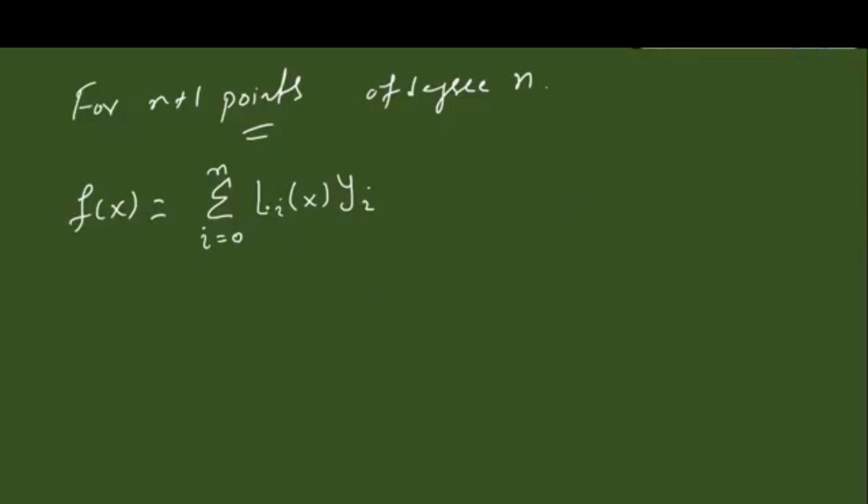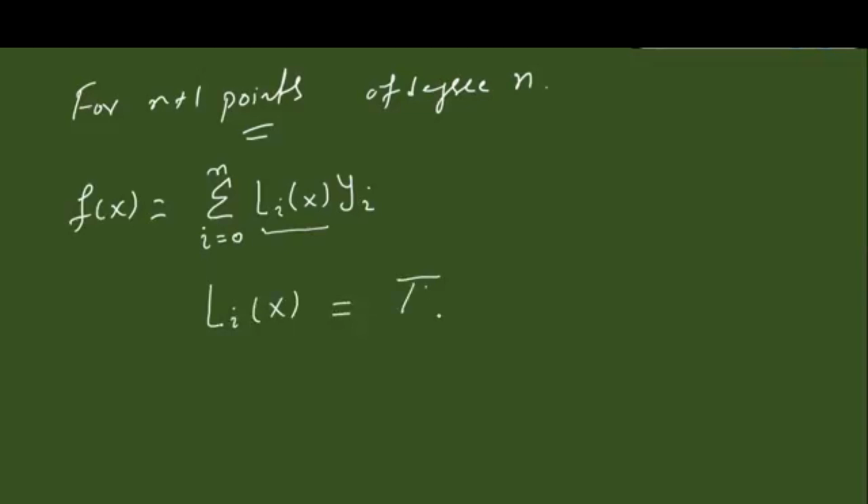Now the question is how to define Li, because this is the Lagrange basis and it depends on the number of points. We know by heart that there will be n plus 1 basis functions, but how do we have to define them? We have to define it like that. This is the i index. Okay, so Li(x) is defined like that.